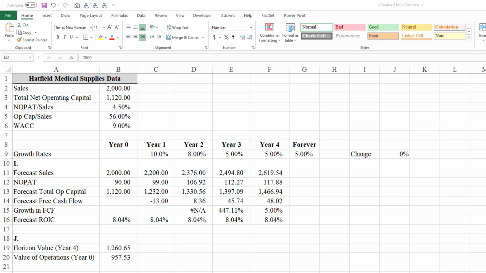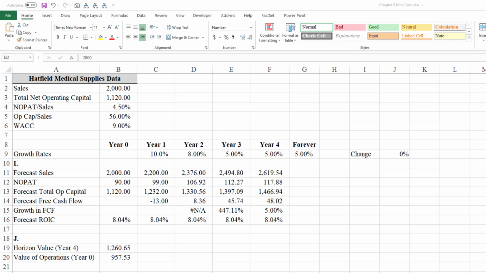Okay, now in part I, they tell us that your employer is considering the purchase of Hatfield Medical Supplies. And they give us a whole bunch of information. For example, sales starts out in year 0 at $2,000. Total operating capital is $1,120. The operating profit margin is 4.5%. Capital requirements ratio is 56%, and the cost of capital is 9%. They also give us growth rates. So they tell us that sales and pretty much everything else is going to grow at 10%, and then 8%, and then 5%, 5%, and 5% forever.